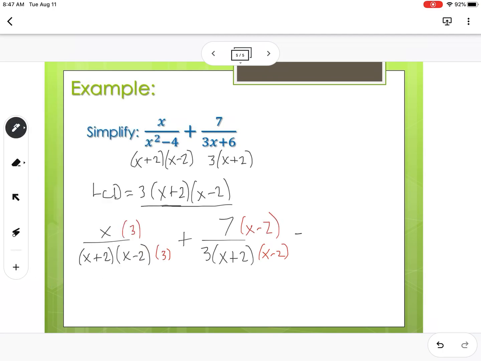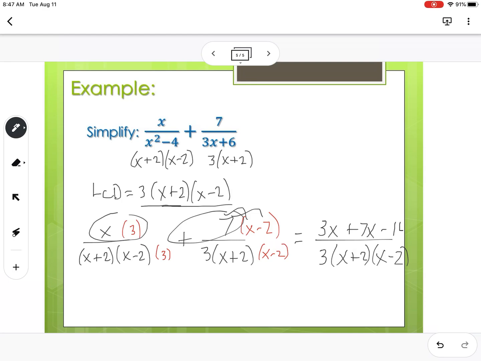All right, so now I'm going to rewrite as one fraction using the LCD as the bottom. So 3 times x plus 2, x minus 2. Now let's put the numerators up top. So I have x times 3, that's 3x. Usually you put the variable last, coefficient goes first. This is a positive 7. I want to distribute to the x and the negative 2. So plus 7x, 7 times negative 2 is negative 14. Now I'm going to make this numerator a little more simple. So 3 times x plus 2, x minus 2 on the bottom. Up top, 3x plus 7x is 10x minus 14.